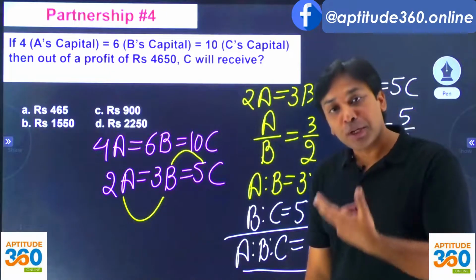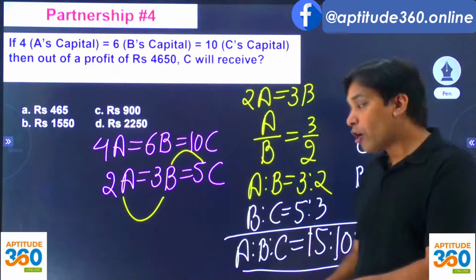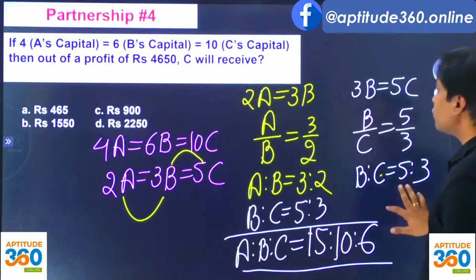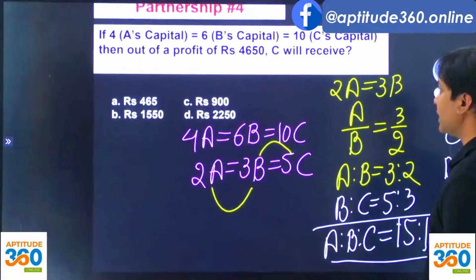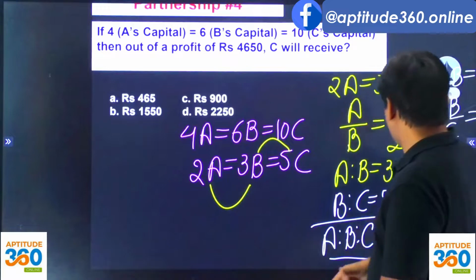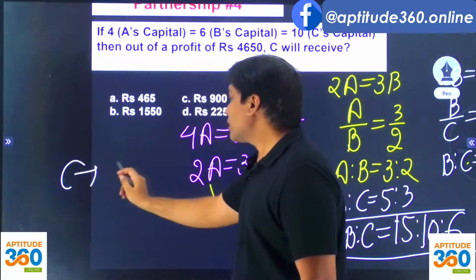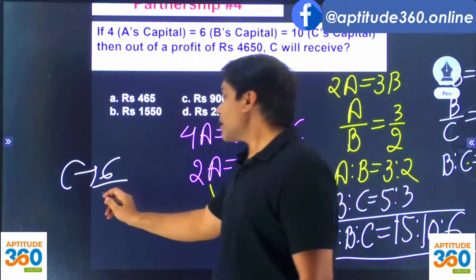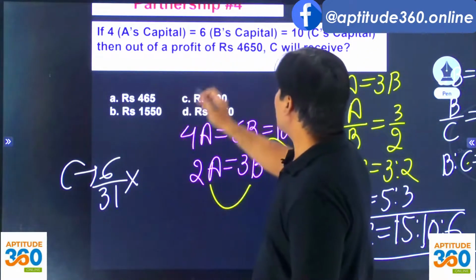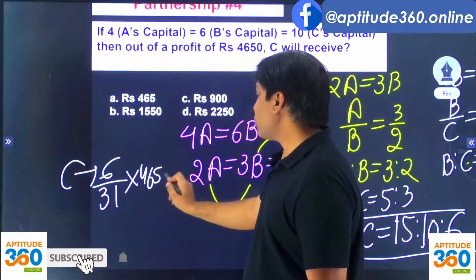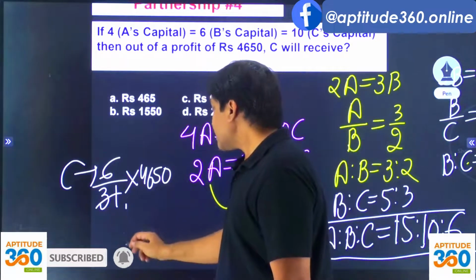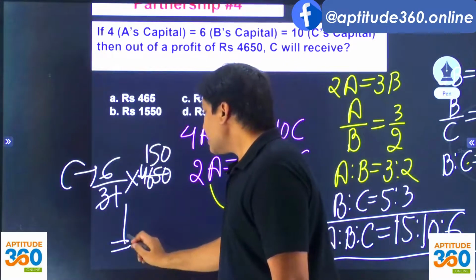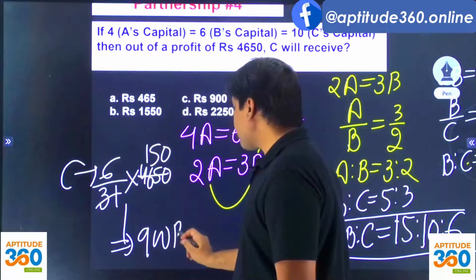Now, since the time period of investments is same, the profit should be distributed in this ratio, and they're asking you how much C should be getting. So in order to find out how much C should be getting, C is going to get what? 6 divided by 15 plus 10 plus 6. 6 divided by 31 of the total profit, and the total profit in this case is given to you as 4650, isn't it? So this is 1, and then 1550, 15 into 6, this answer comes out as 900 rupees.